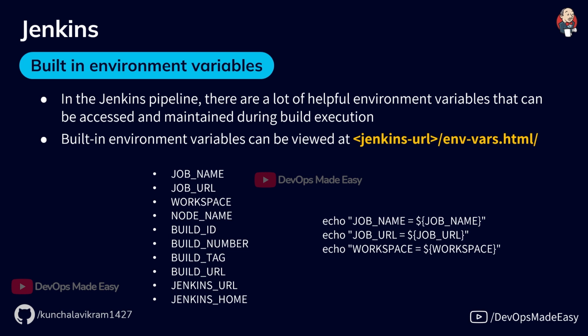Similarly, node name. Let's say you have a master-slave kind of setup and you wanted this job to be executed on one of the agents. Let's say it's a Maven based job, and you have 3 such nodes that can run this job. Now you wanted to get the actual node name where your job is currently running. So reading this NODE_NAME will get you that information. Similarly, build ID, build number, build tag, right? These are all the environment variables that you can get.